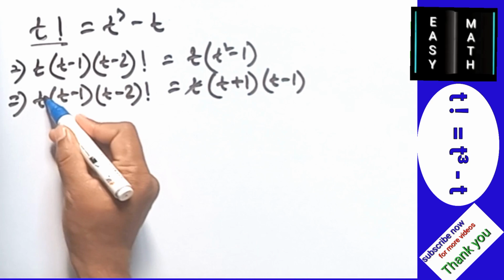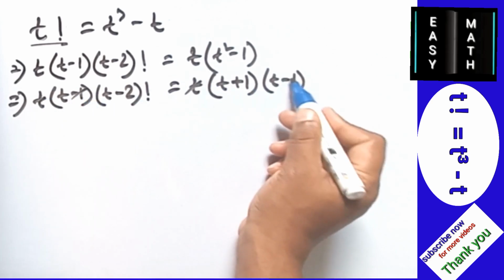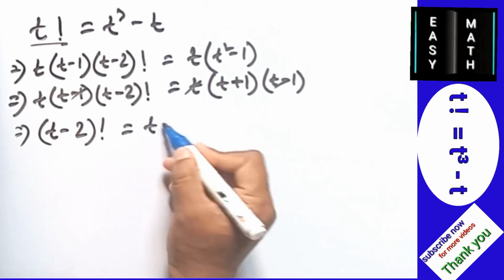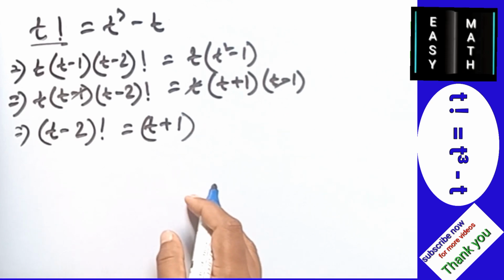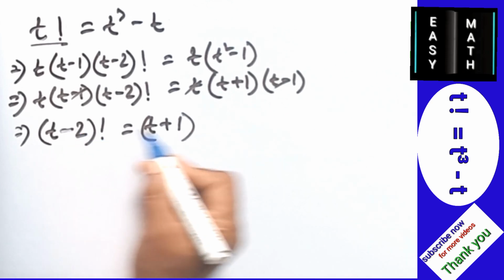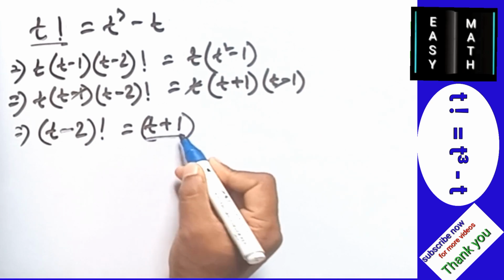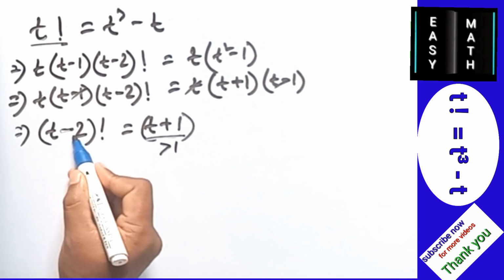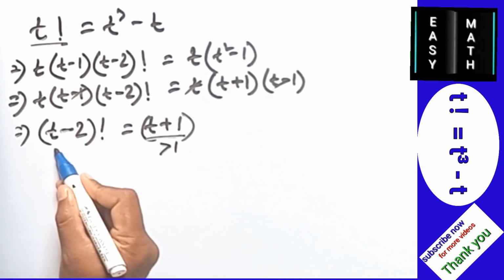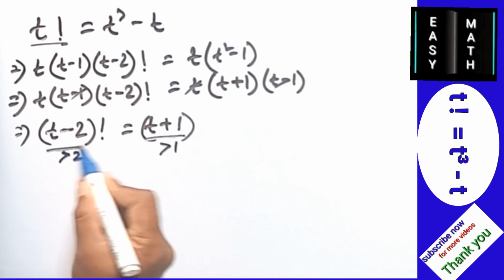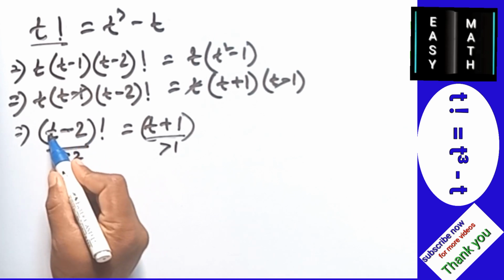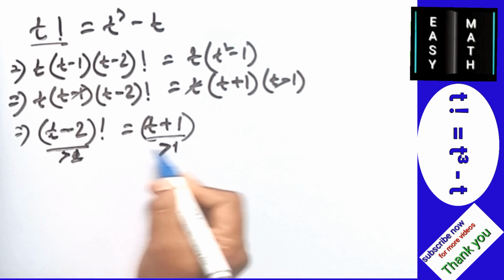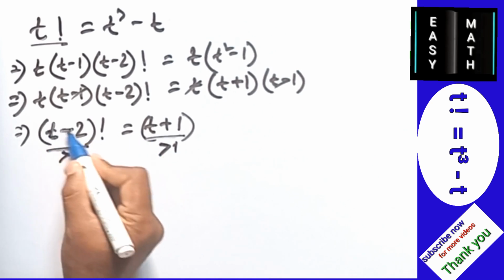and there is the t, so cut the t minus 1, so there the t minus 2 is equal to t plus 1, and now there the t plus 1, so this value is greater than 1, and so the t value is greater than 2, so t value is greater than 2, because this is greater than 1. So t value is greater than 2.